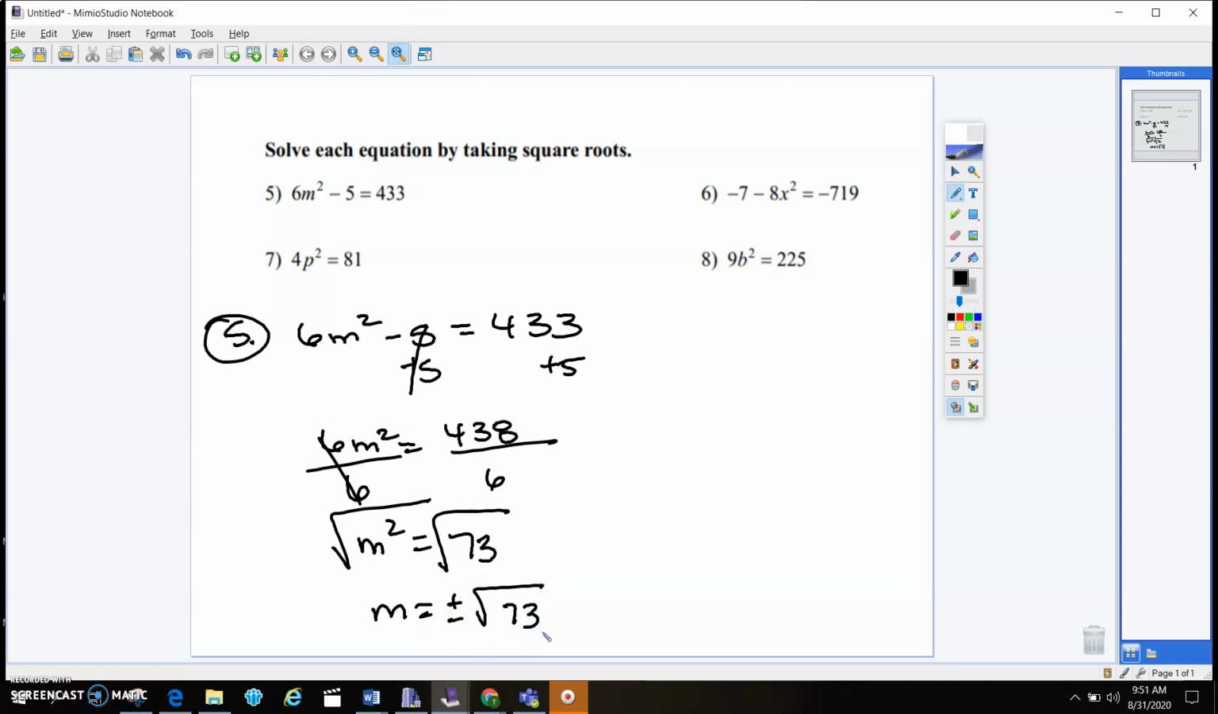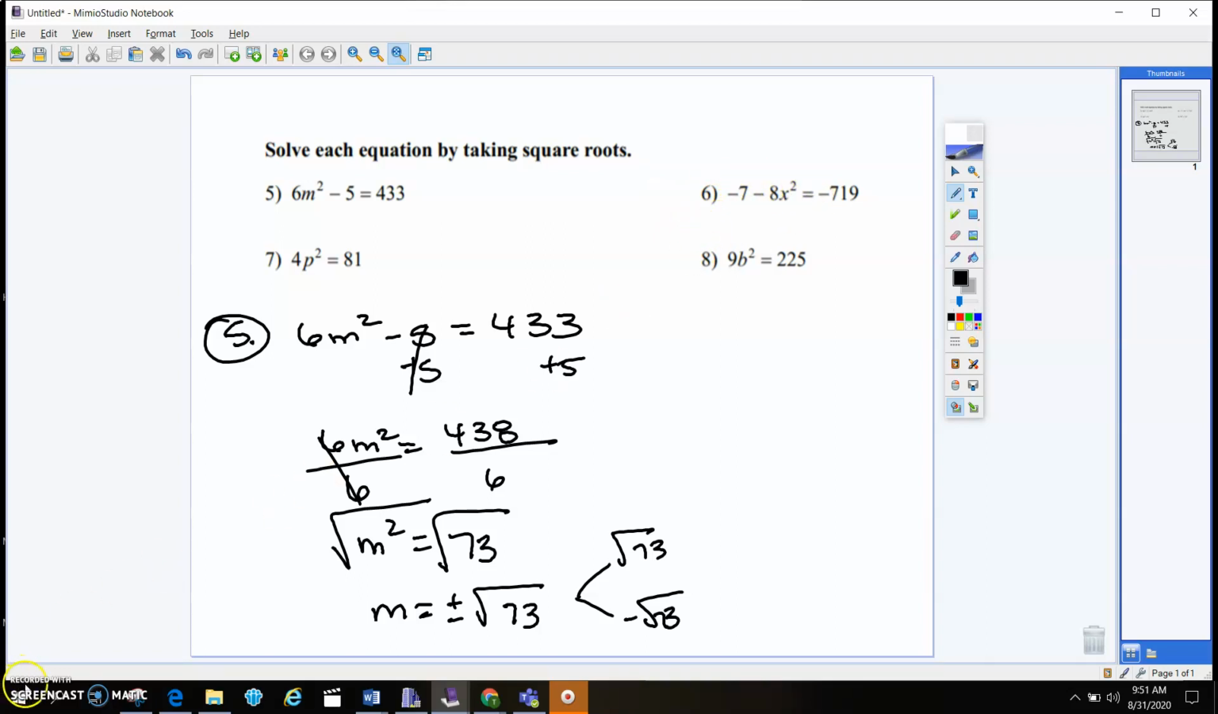Now, if we could simplify the square root of 73, we would, but we're going to leave it like this. Please don't leave this as a decimal. Your answer choices are going to be in the square root form. This does indicate that there are two possible answer choices, a positive square root of 73 and a negative square root of 73. So just keep that in mind. I want you to try number 6 on your own, and then we're going to talk about it in just 1 second.